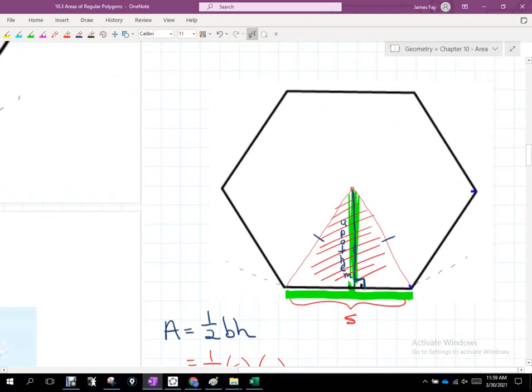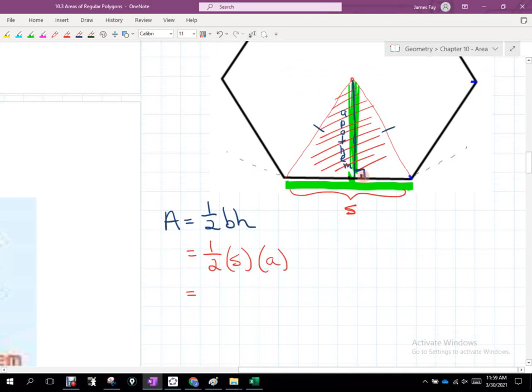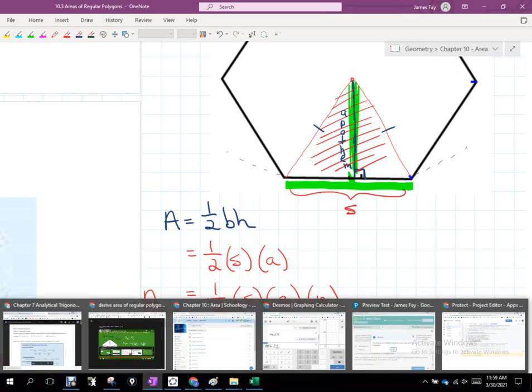So if I have 6 sides, I can make 6 congruent triangles in there, right? If I have 7 sides, I can make 7 congruent triangles. If I had 8 sides, it'd be 8 congruent triangles. Everyone on board with that? Okay. So instead of multiplying it by 6, let's multiply it by n. So I had 1/2 S times A times n, and that would be the area of the regular polygon.